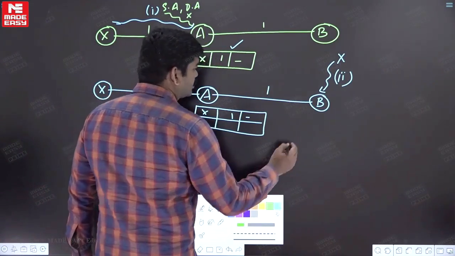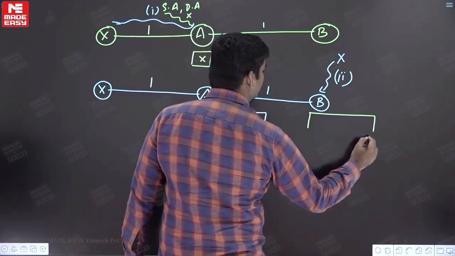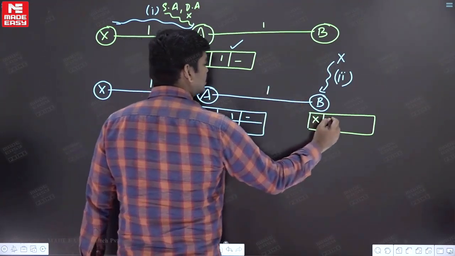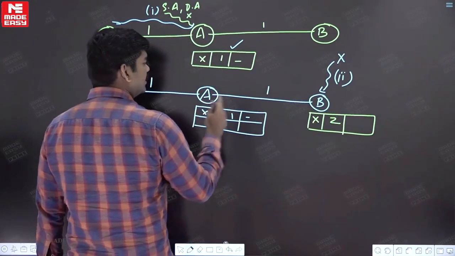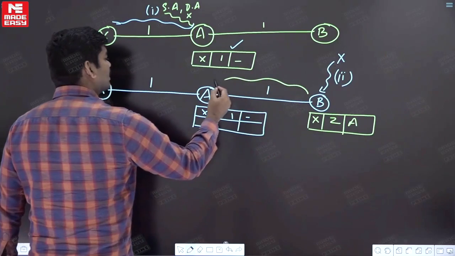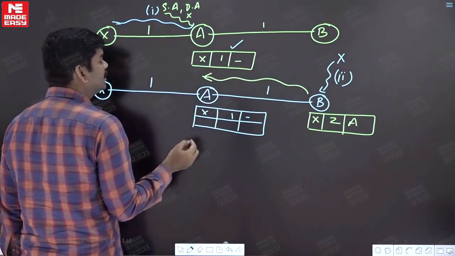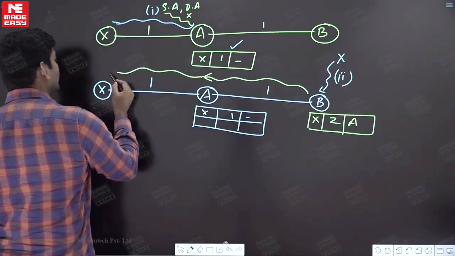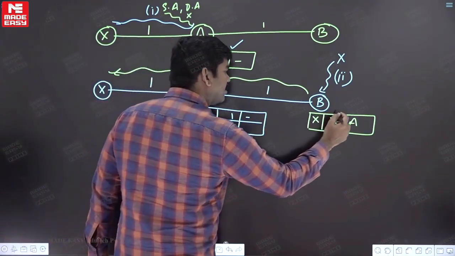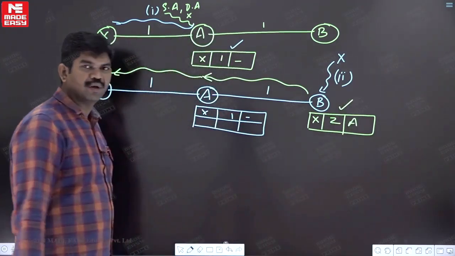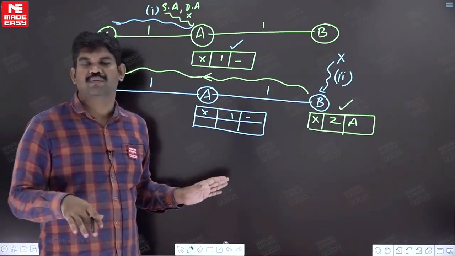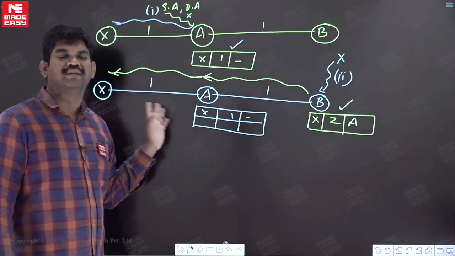Okay, understand? So it's going to update the table. So how is it going to update? B to X, how many units? 1 plus 1, how much? 2. Who is the mediator? A. So this is the table. So based on the table, B will forward the packet to whom? A. So from A, who will take responsibility? A will take the responsibility. So has the packet reached the destination? Yes. So is this table right or wrong? It is correct. So we don't have any problem here. So either in the first case or the second case, we don't have any problem. Tables are correct because the packet has reached the destination.